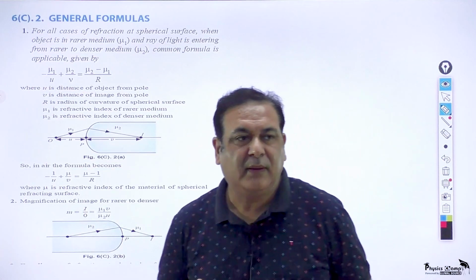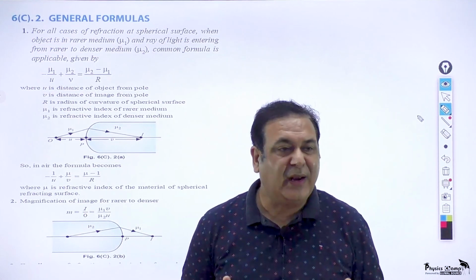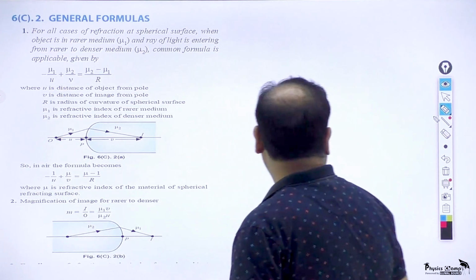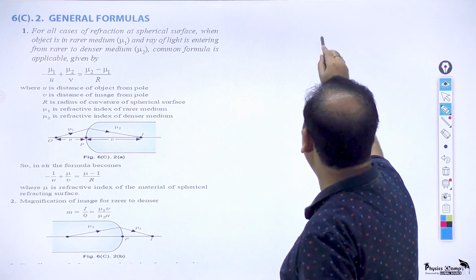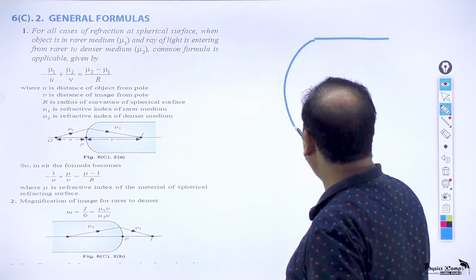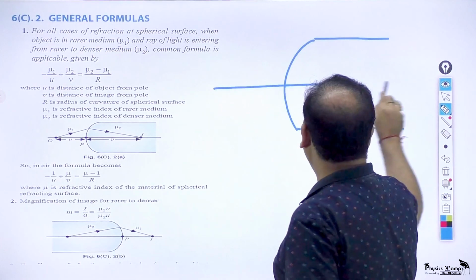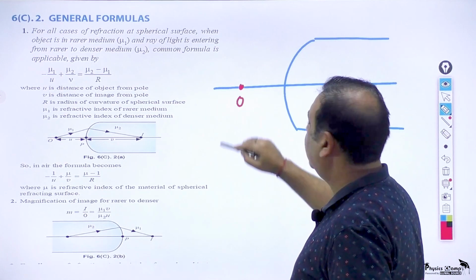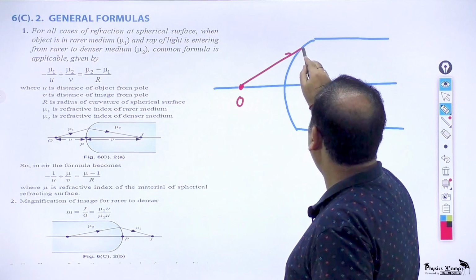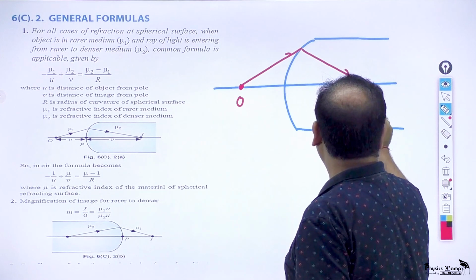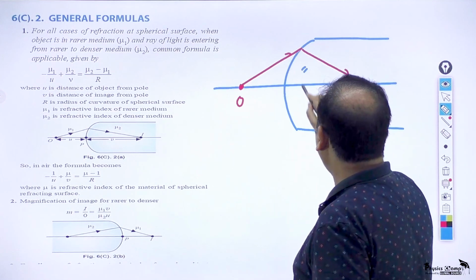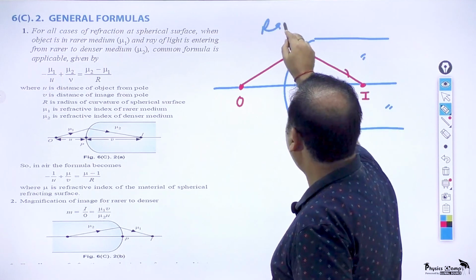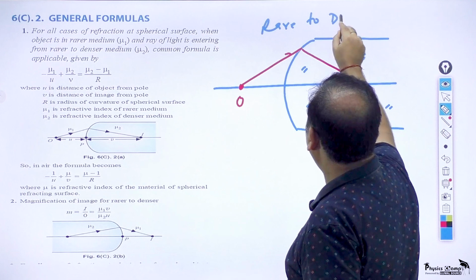So let's see the formula for the spherical refracting surfaces and the many cases that we are going to see. The first case is that just imagine that you have a spherical refracting surface and then the object is in rare medium and its image is finally formed in the denser medium. So it's a case of rare to denser. I'll say it's a case of rare to denser.